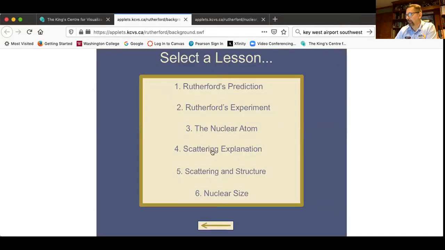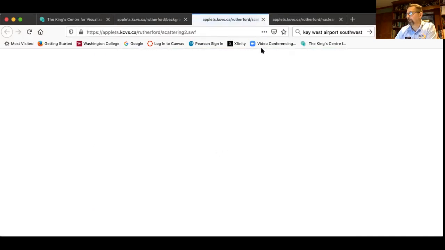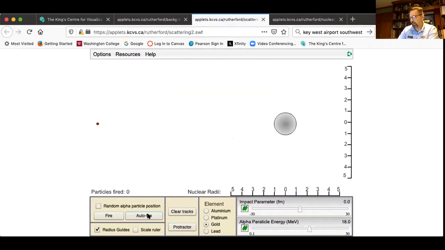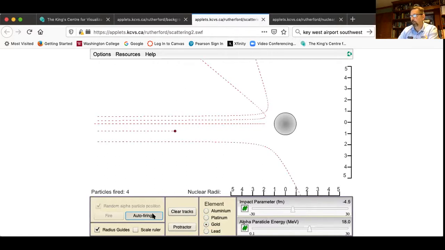Let's go on to the next one, the scattering explanation, which I think does a reasonable job of the same thing. There's my alpha particle again. There's my gold nucleus. In this case, I can change it to platinum, aluminum, lead, whatever. Let's auto fire and watch a bunch. Okay, that one came straight in. Wow, now look what happens. Okay, and so you get electrostatic repulsion. You don't even have to have a collision.